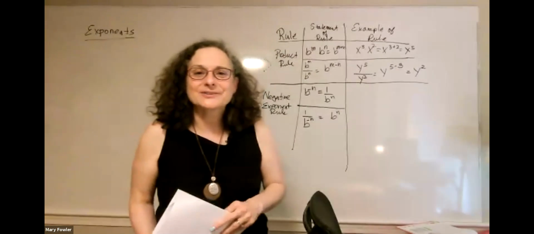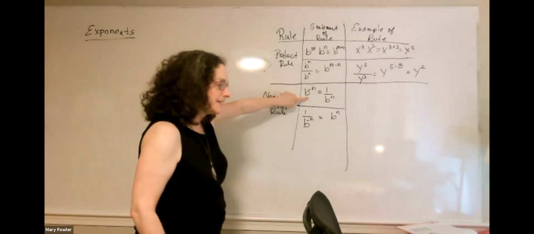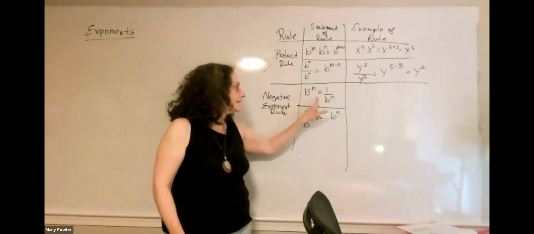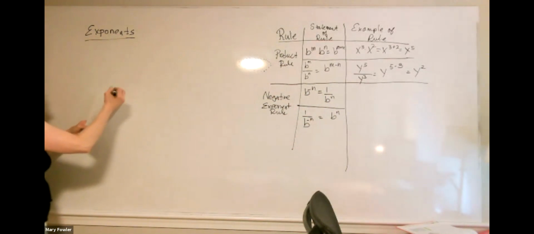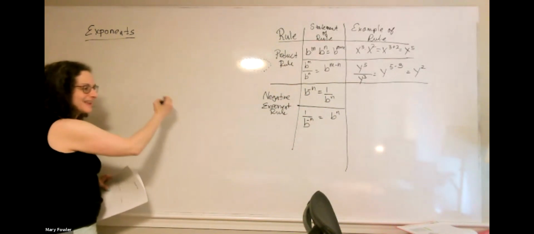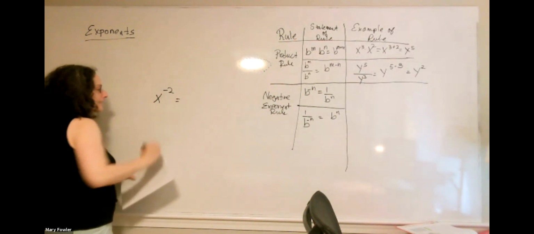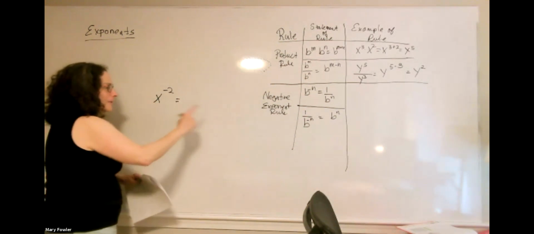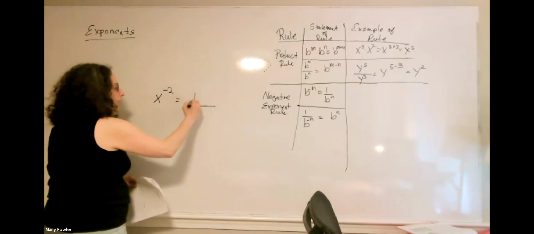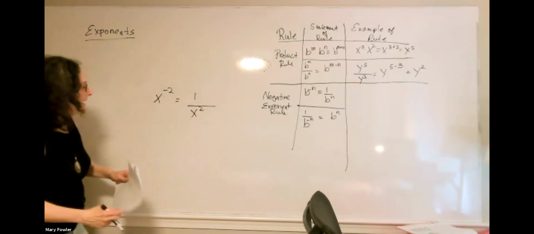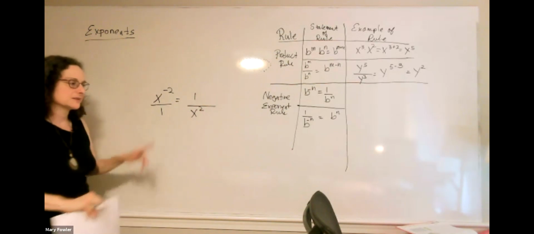Okay. So the next rule that we want to look at is the negative exponent rule. And it's a statement that says b to the minus n is equal to 1 over b to the n. So I'll just translate that on the side here. If we have x to the minus 2, then this is equivalent to 1 over x squared. And I'm just going to write the left-hand side as a fraction as well.